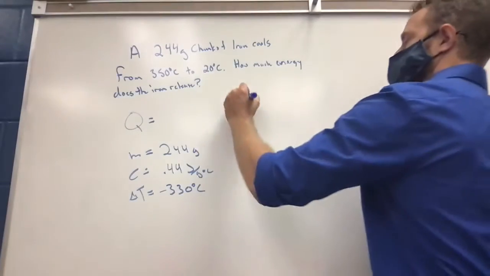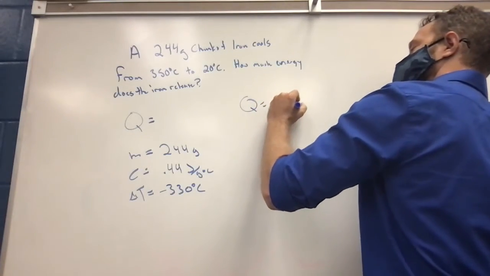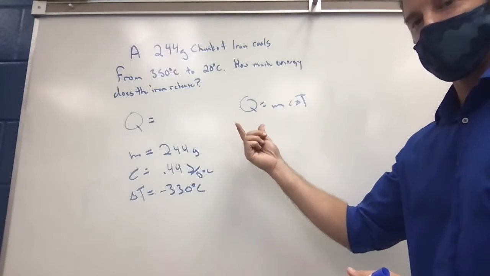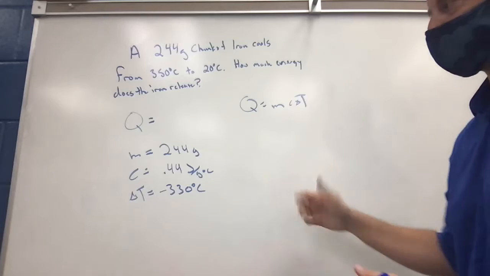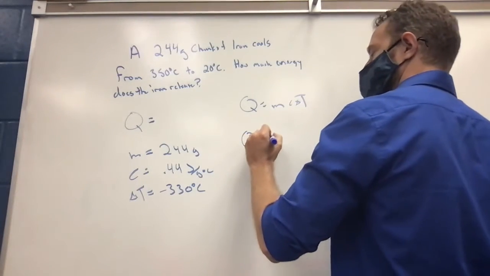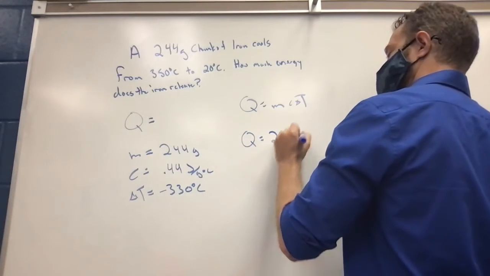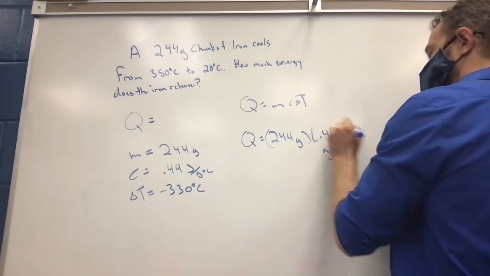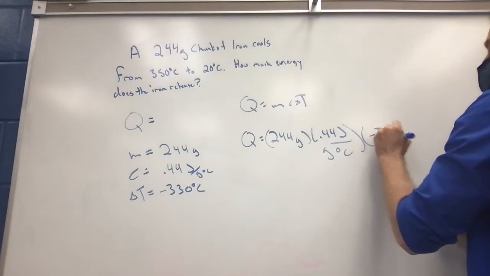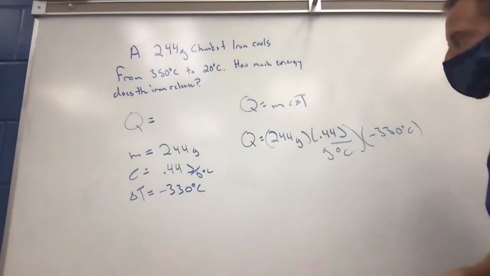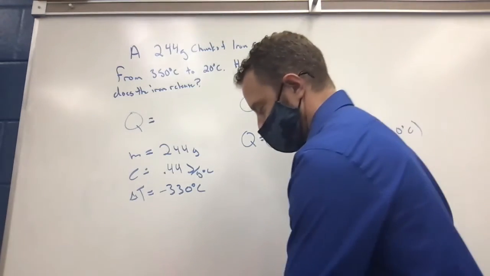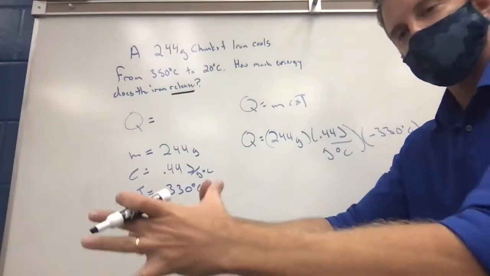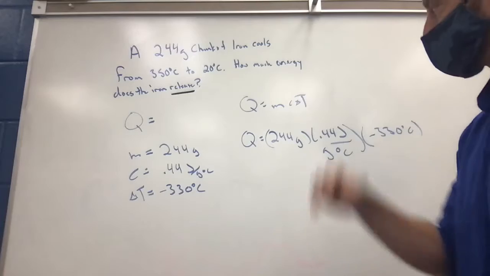Well, the equation is Q equals mc delta T. So the Q is already by itself. I don't have to do any rearranging. I can just plug them into the equation. So I'm going to say Q equals 244 grams times 0.44 joules per gram degree Celsius times negative 330 degrees Celsius. We don't just ignore negatives. The negatives tell us direction. Release, right? If it's releasing energy, that's going to be negative energy that's out.